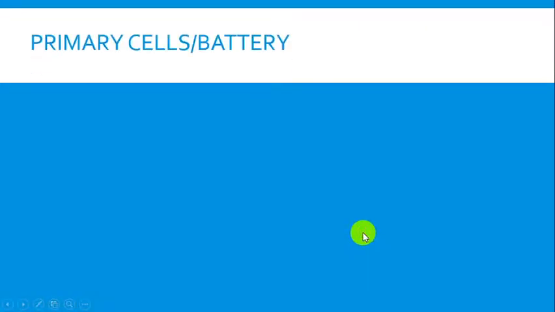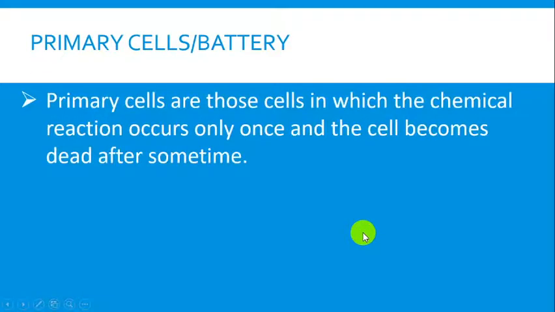Primary cells are those cells in which the chemical reaction that occurs in them happens only once, and they become dead after a while. After you have used them for a while, they are going to be dead. Another point is that you cannot recharge them. That is another point you need to note about primary cells.